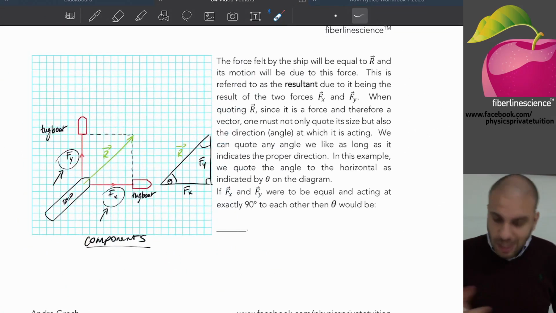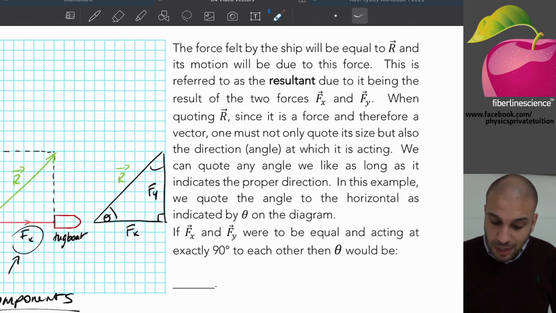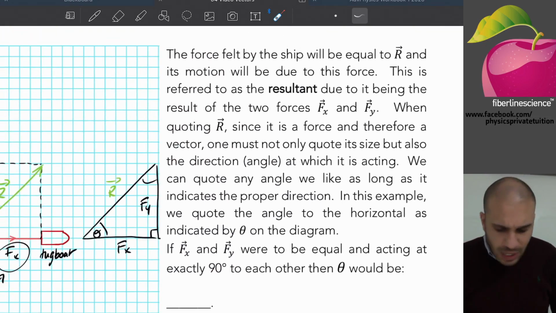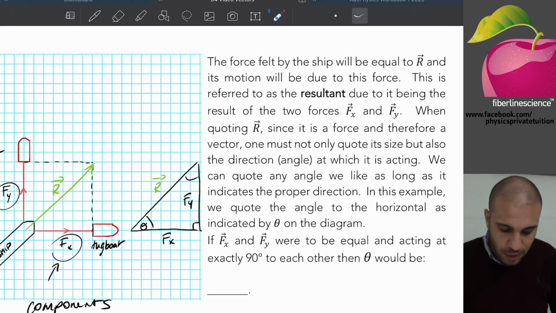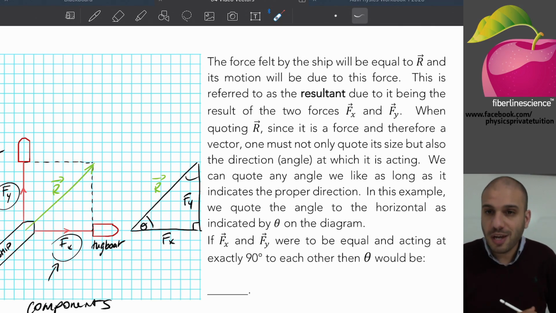As a note, in this case I gave you something to write: that the force fed by the ship will be equal to R, and its motion will be due to this force. So basically, we are saying that this ship will be moving along that resultant force there. This is referred to as the resultant due to it being the result of the two forces Fx and Fy, as we labelled in the diagram. When quoting R, since it is a force and therefore a vector, one must not only quote its size, but also its direction, which is the angle in this case. The direction at which it is acting.